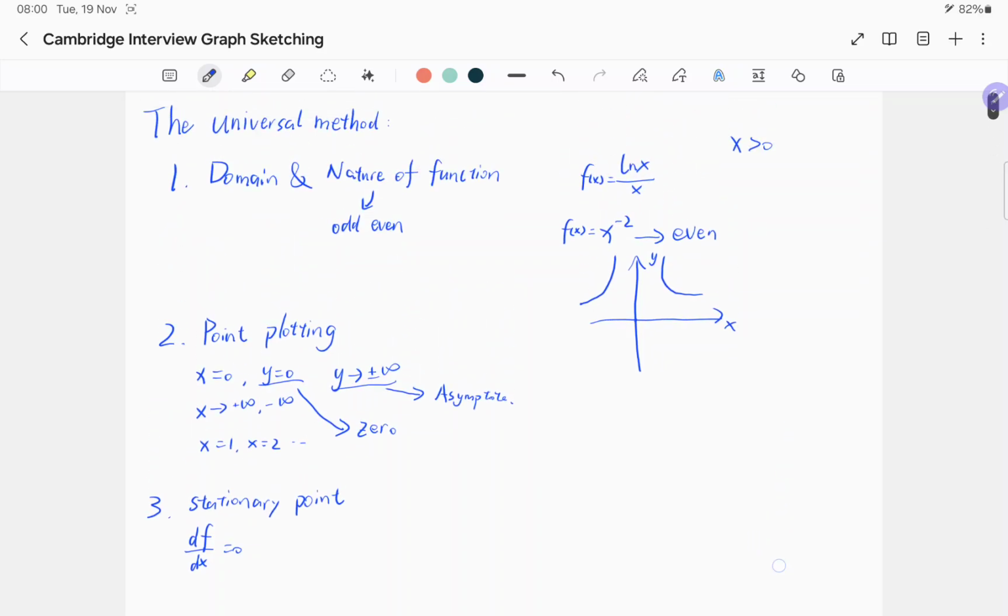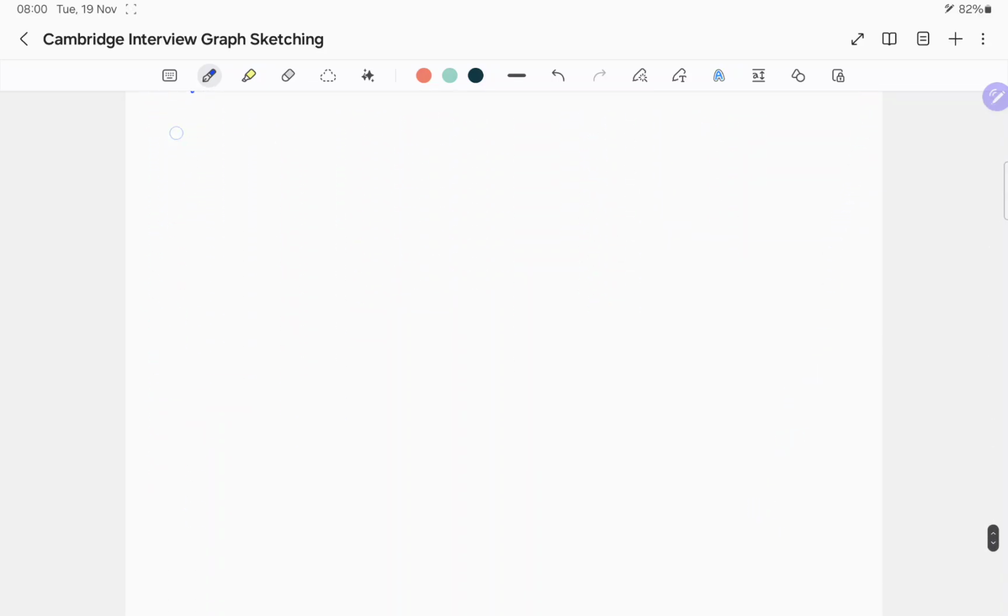So now let's see some examples. Let's see how we sketch f equals ln x over x. First step, domain and the nature of the function. You will know that the domain is x greater than 0, so the graph only exists on the positive side of the x-axis. Then you can now draw the coordinates x and y. And now you want to find the zeros.